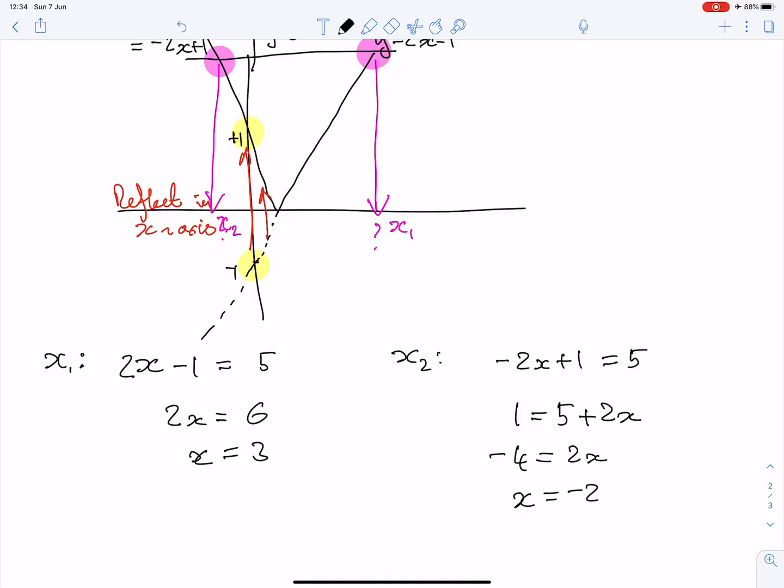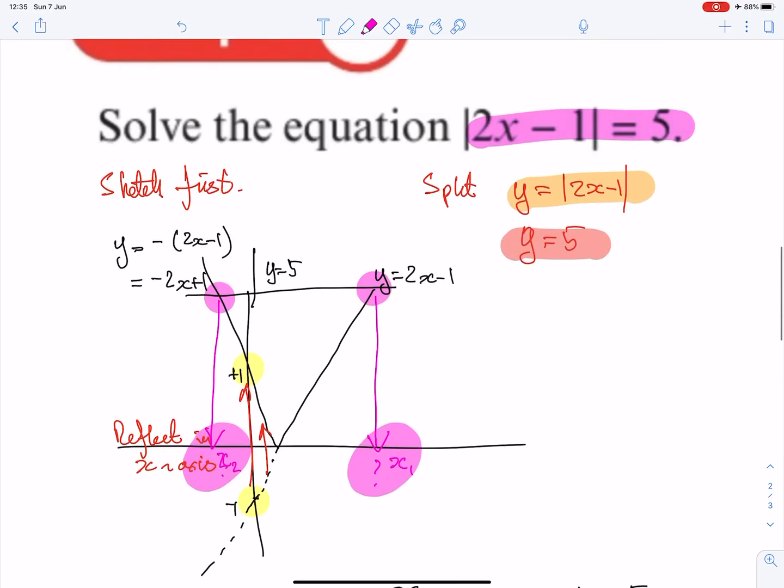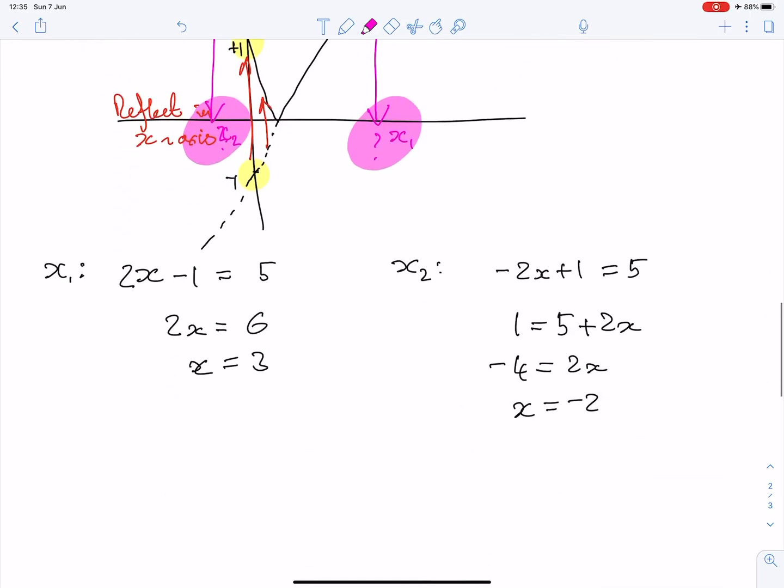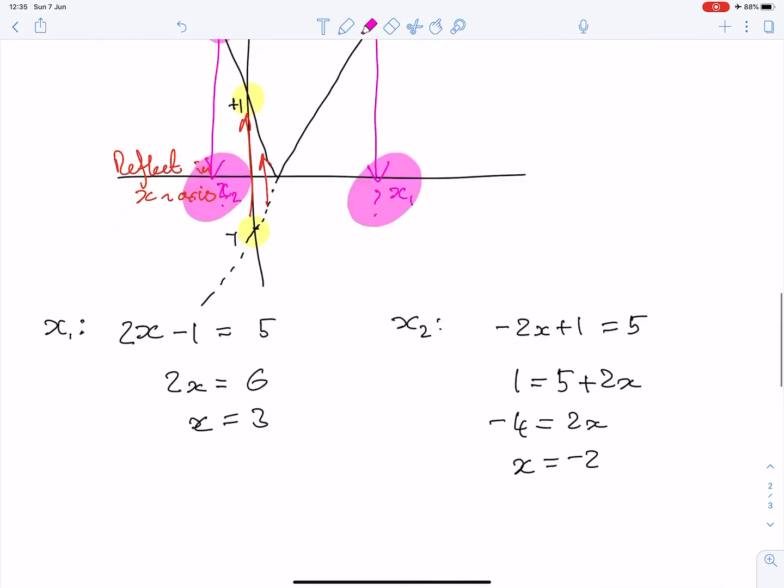And that fits with our diagram. x1 is on the positive side here, and x2 is on the negative side. So we're happy with those as our answers. Okay, I hope that is clear.